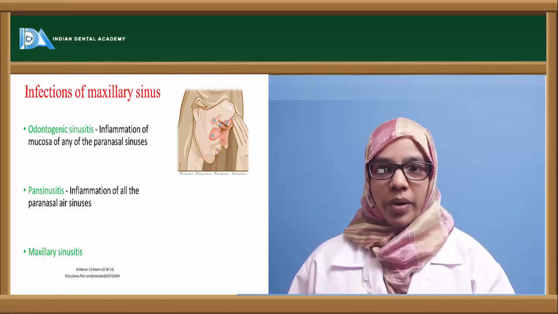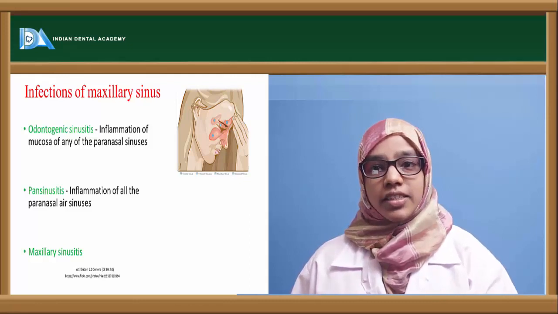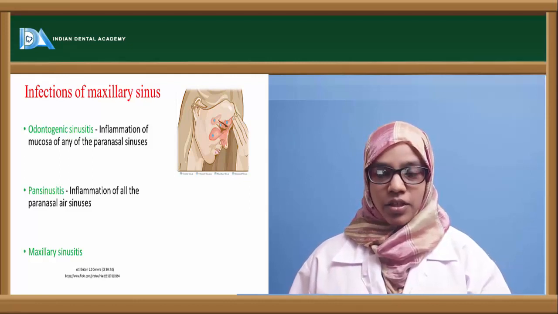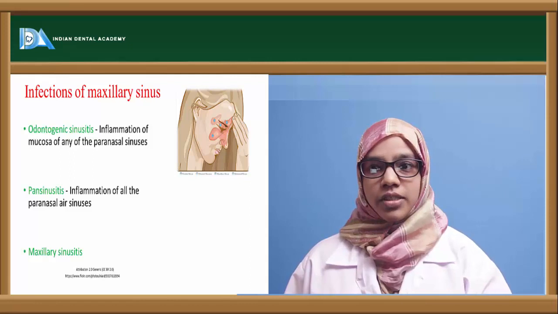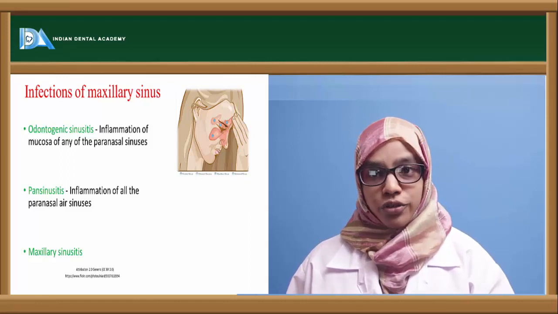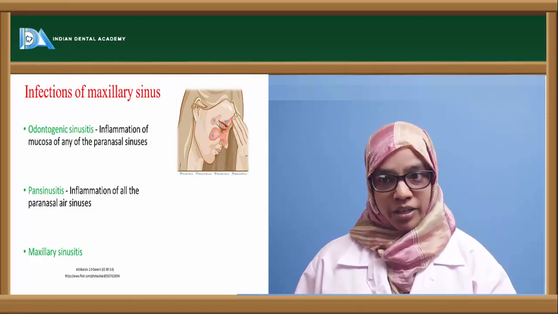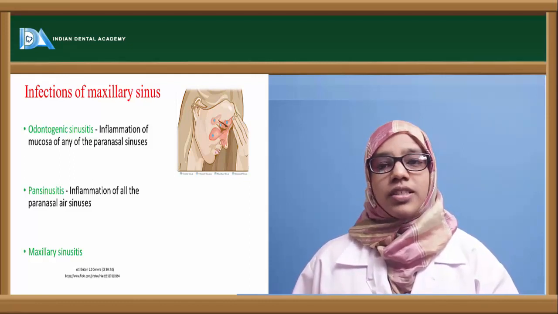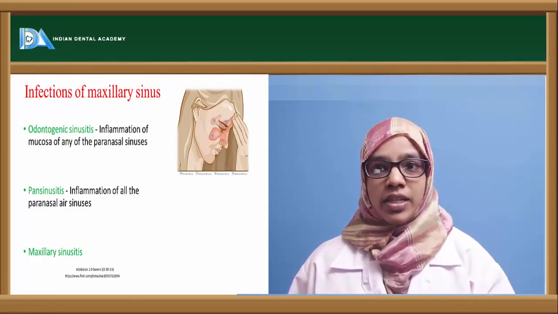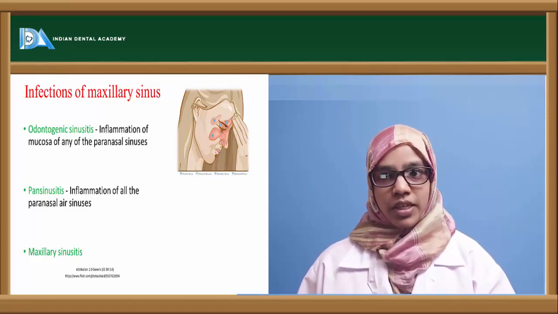Let's move on to the infections of maxillary sinus. Sinusitis: the word itis means inflammation. It is nothing but inflammation of the lining of the maxillary sinus. Odontogenic sinusitis is inflammation of the mucosa of the paranasal sinuses. Why odontogenic? Odontogenic is mainly because these infections can arise because of tooth pathologies like periapical infection. Now, if all the paranasal sinuses are involved or inflamed, then it is termed as pansinusitis. When only maxillary sinus is inflamed and involved, it is termed as maxillary sinusitis.